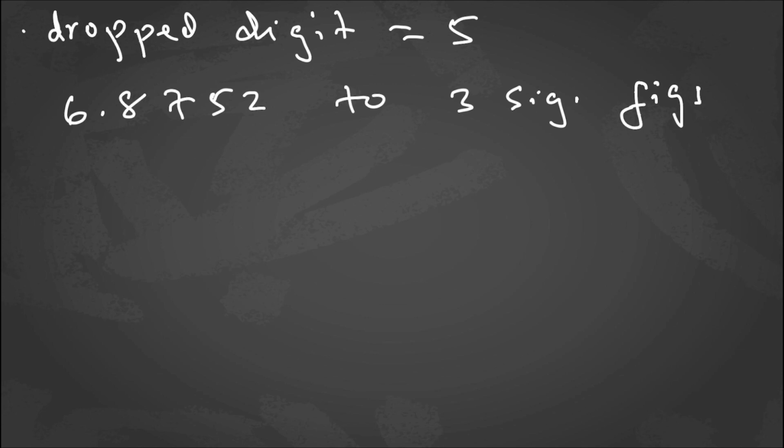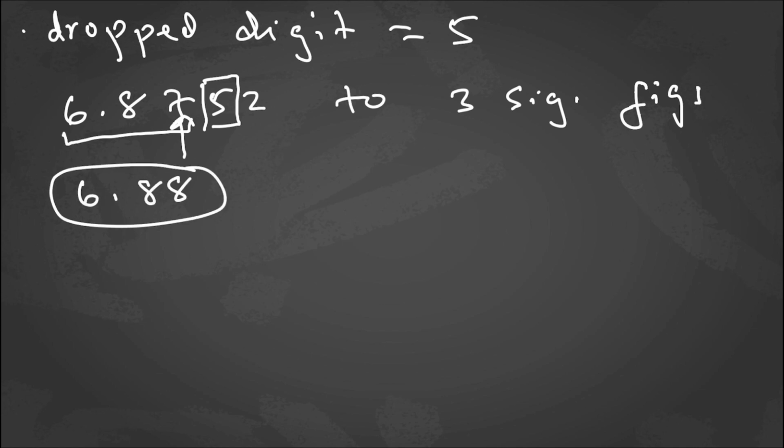Here, our first 3 significant figures have to be this. But look at the dropped off digit. This is a 5. So in this particular case, because this retained digit, this 7 here, is odd, we will have to round up to make this number even. So we end up with 6.88 as our correct answer that contains 3 significant figures.